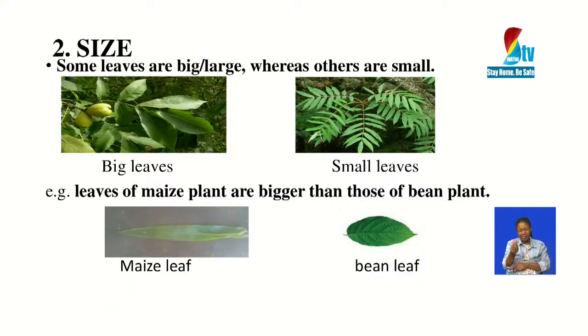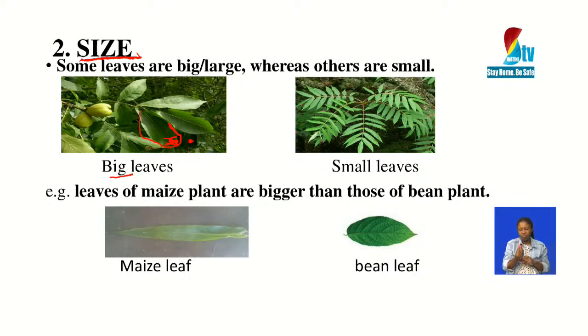Number 2, we are talking about size. When I talk about size, we mean some are small and others are big. For example, some of the leaves here in my picture are big or large, whereas others are small. So this picture tells us that these leaves are big in size. They are not small.